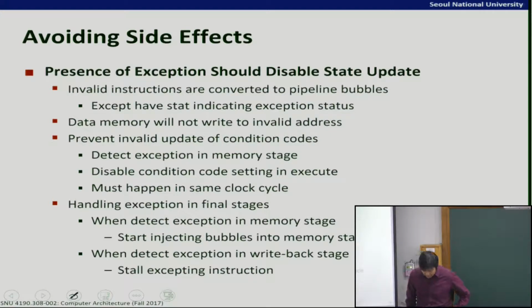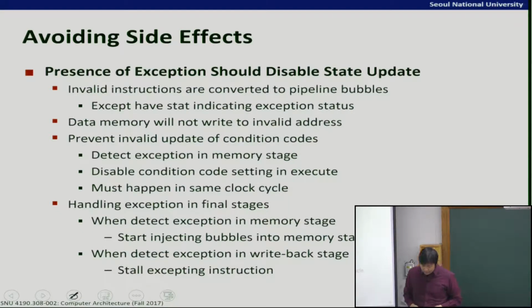So we have to detect an exception in the memory stage and disable condition code setting in execute. If any instruction causes an exception detected in the memory stage, then we have to disable the condition code update, and this must happen in the same cycle. Finally, we have to handle exceptions in the final stages, the memory stage and write-back stage.